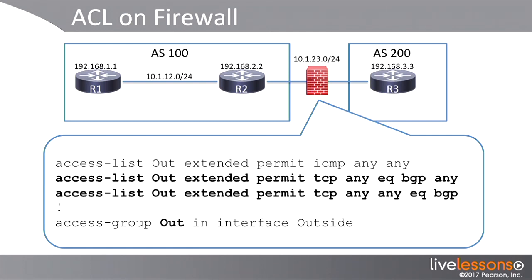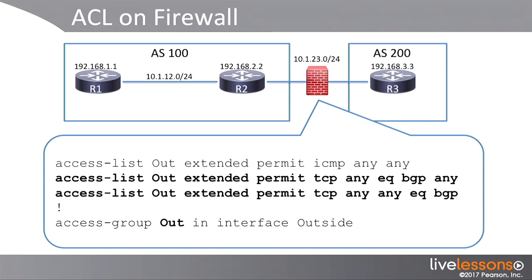And the ACL says permit TCP any EQ BGP any, and the other entry says permit TCP any any EQ BGP. What this is doing is allowing all TCP connections, irrespective of the source and destination IP, for the BGP port number 179. And again, as I said before, you might not need both entries on the firewall, but as a best practice, have them both.